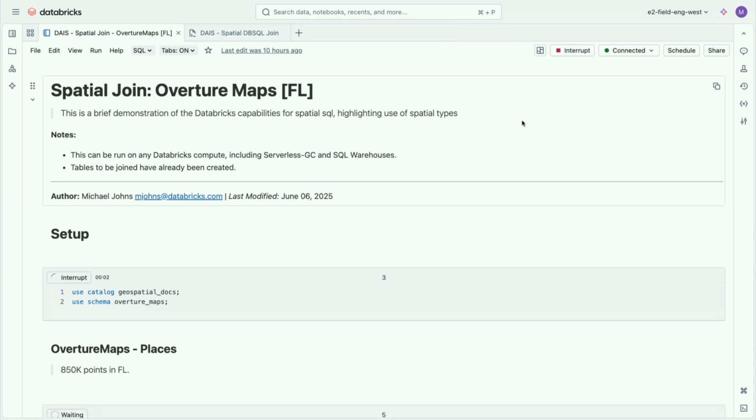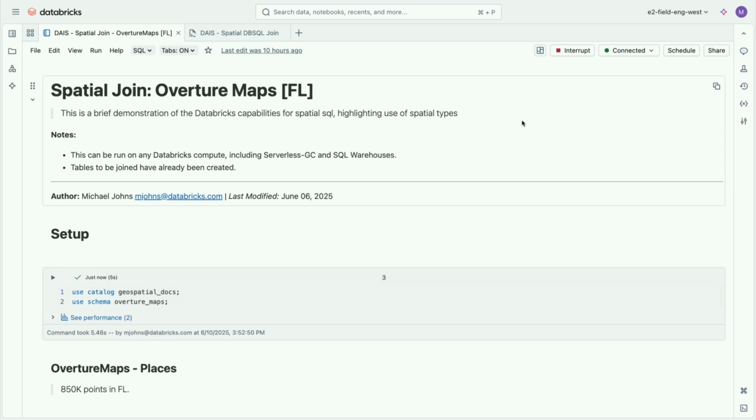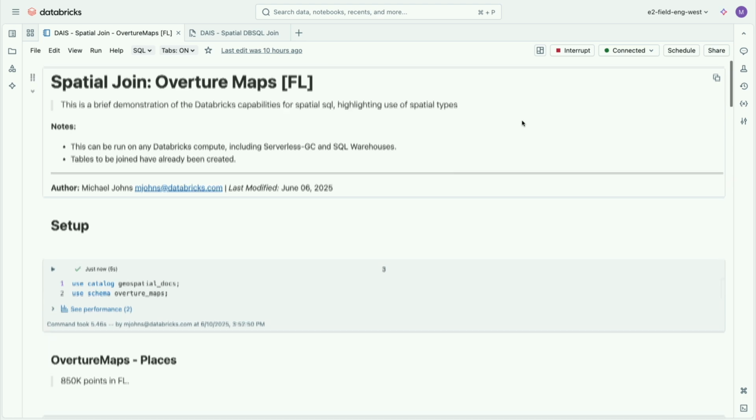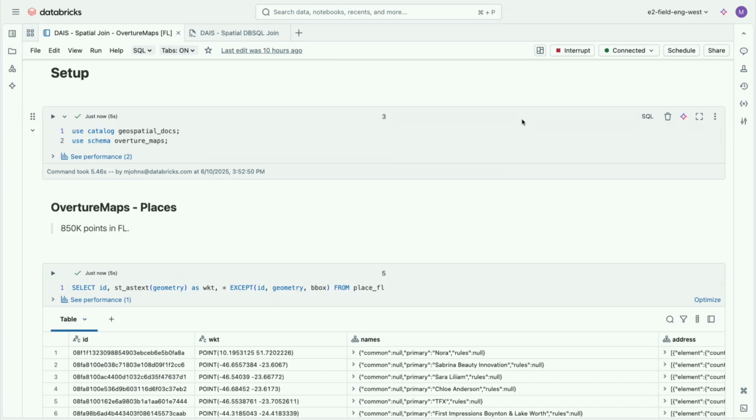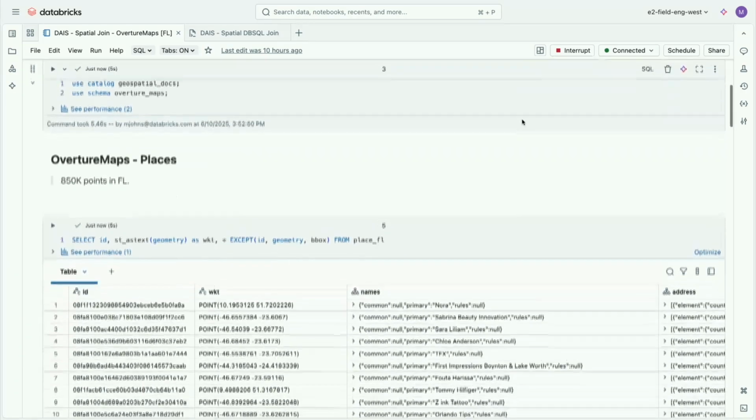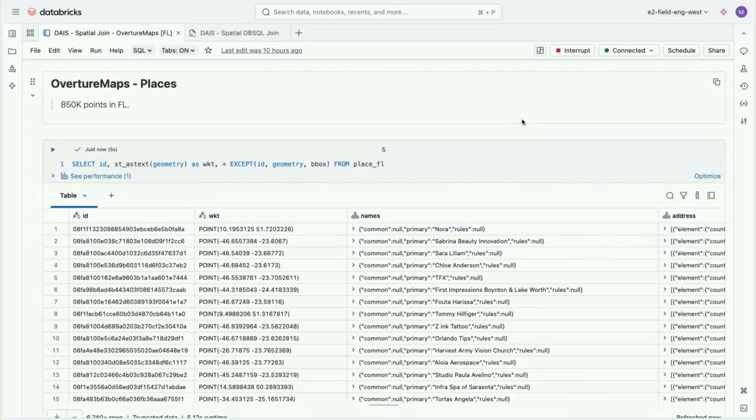This is running on a serverless cluster in Databricks. It's using our built-in functionality. And this is an example of a spatial join that uses Overture Maps data. As we scroll through, and this may take a second to run, we have our point data, our places in the Overture Maps data set.